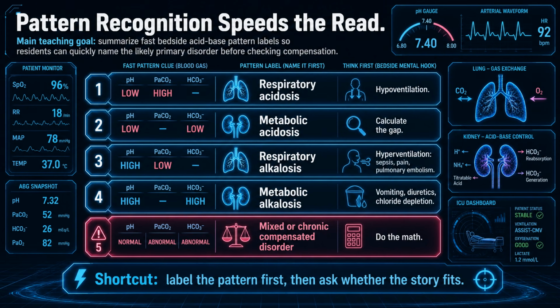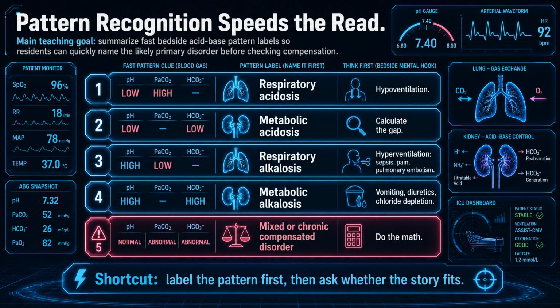Pattern recognition helps you move quickly. Low pH with high carbon dioxide is respiratory acidosis. Think hypoventilation. Low pH with low bicarbonate is metabolic acidosis. Calculate the gap. High pH with low carbon dioxide is respiratory alkalosis. Think hyperventilation from pain, sepsis, pulmonary embolism, or other causes. High pH with high bicarbonate is metabolic alkalosis. Think vomiting, diuretics, or chloride depletion.